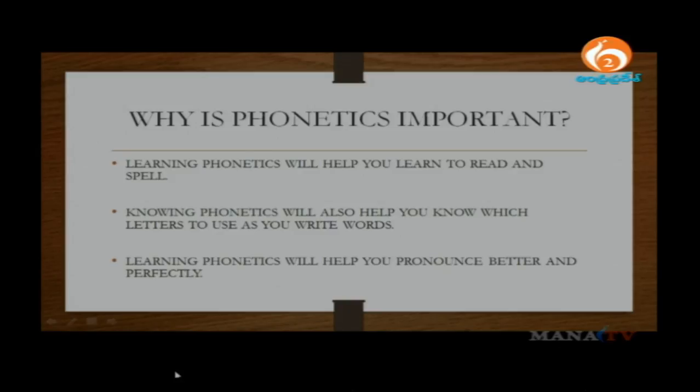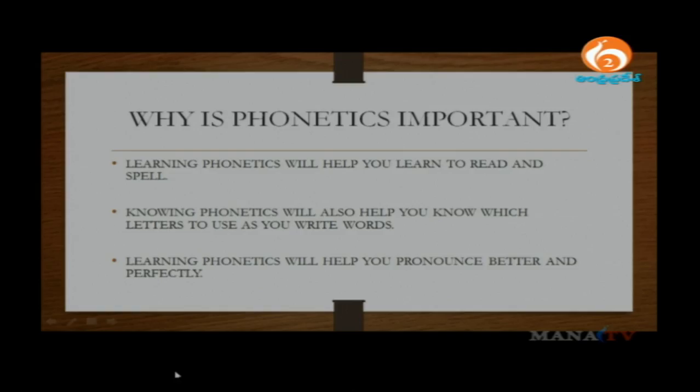Knowing phonetics will also help you know which letters to use as you write words. For example, I have said the word "example." So how do you write it? That is what I am talking about. Learning phonetics will help you write words perfectly with their spellings. This is what you should never forget.